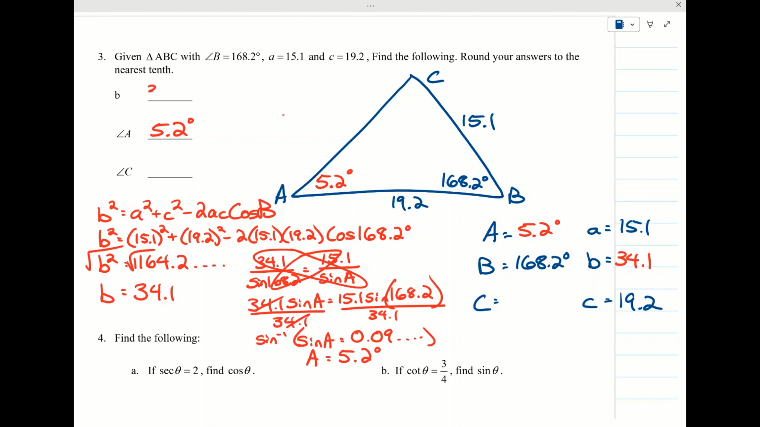Side B is 34.1. And then angle C, we just do 180 minus those angles. So 180 degrees minus 5.2 and 168.2. I'm getting 6.6 degrees.